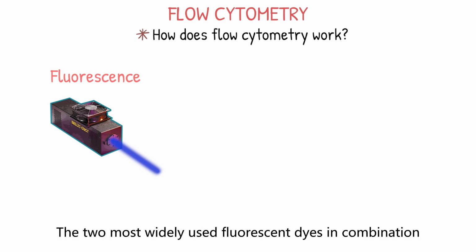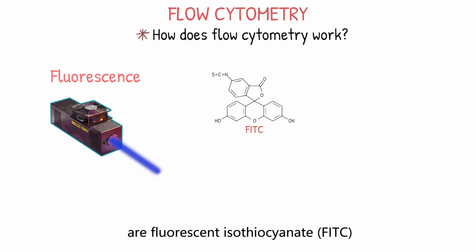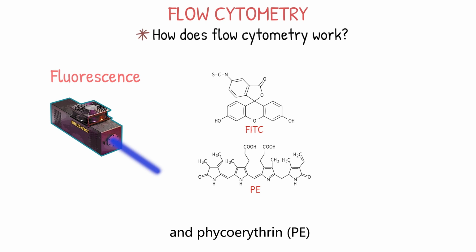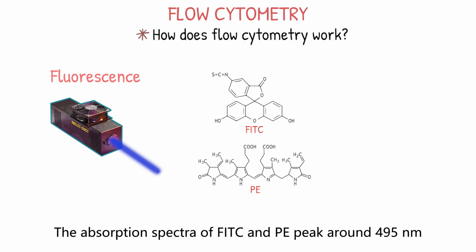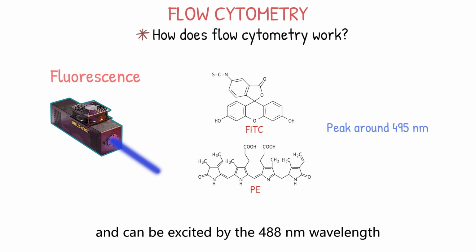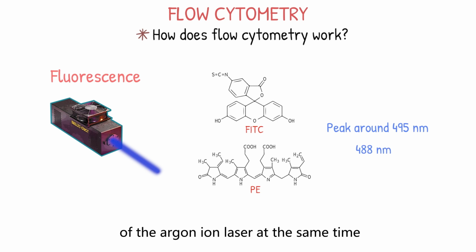The two most widely used fluorescent dyes in combination are fluorescein isothiocyanate, or FITC, and phycoerythrin, or PE. The absorption spectra of FITC and PE peak around 495 nanometers and can be excited by the 488 nanometer wavelength of the argon ion laser at the same time.